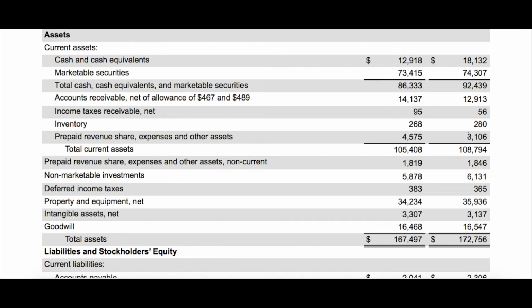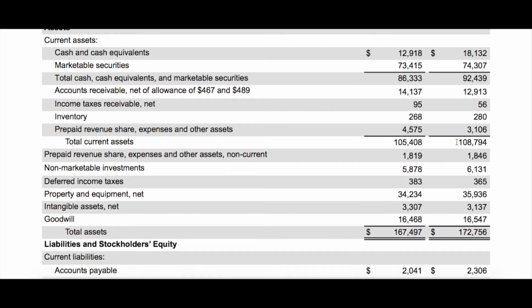And so prepaid revenue share expenses and other assets. So that's pretty much just things that they've paid in advance. And so for Google, that's $3 billion. And then it comes out to their total current assets of $108 billion for Google.